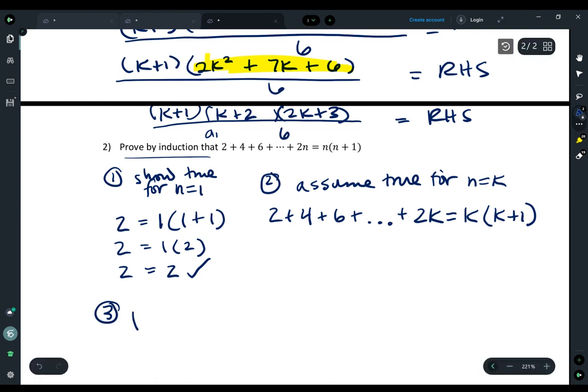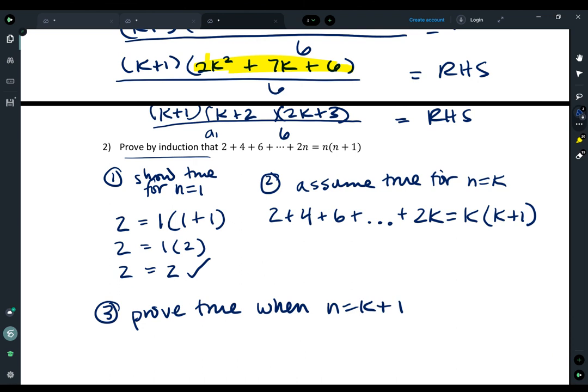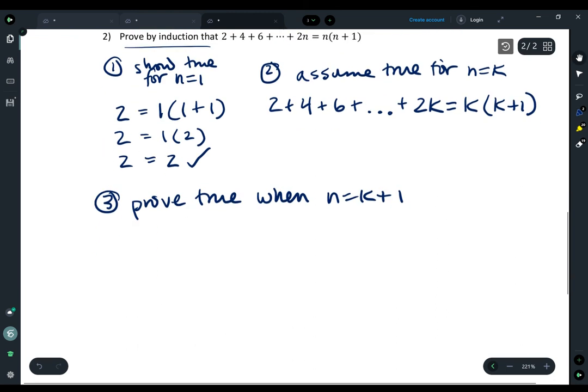So for step 3, we are going to prove true when n equals k plus 1. So k plus 1 would be the term after 2k. So I am going to go ahead and move this up a little bit so I have space. And I'm going to write 2 plus 4 plus 6 plus etc., plus 2k plus, and then the next term after that, instead of a k, I'm going to have a k plus 1.